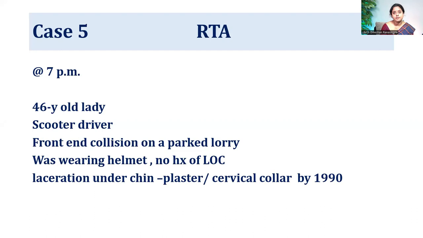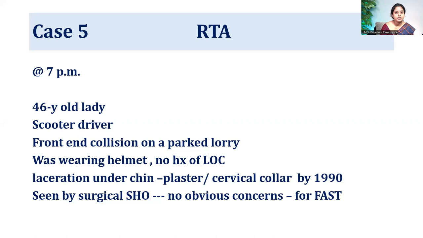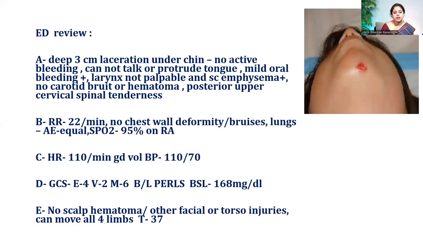Before we examined this patient, a surgical SHO who was near another patient saw her, went close to look at her roughly, and mentioned no obvious concern, but to go ahead with the FAST scan and let them know about any concerns. After that, we had our review. We found this plaster, removed it, and found a significant deep 3 centimeter laceration under the chin, and couldn't find any active bleeding. But when we asked the patient to talk or protrude the tongue, she couldn't do it.